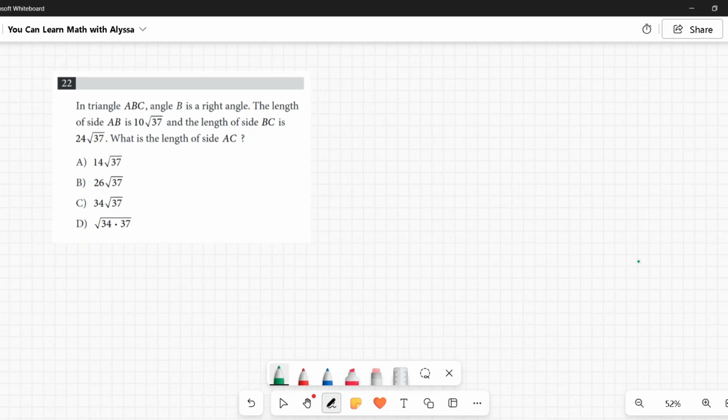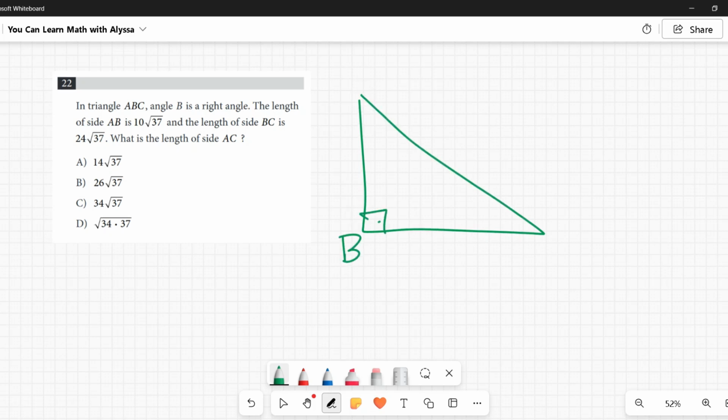Number 22. In triangle ABC, angle B is a right angle. So I immediately want to draw this. Okay, so I have angle B is a right angle, and this is A, weird A, ABC. The length of side AB is 10 times the square root of 37. Okay, so 10 square root of 37. And the length of side BC is 24 square root of 37. What is the length of side AC?